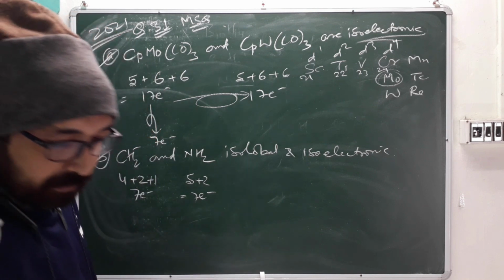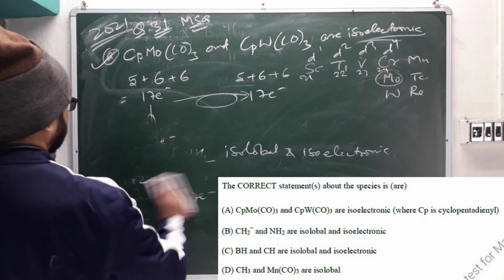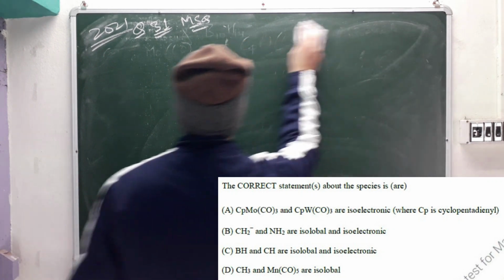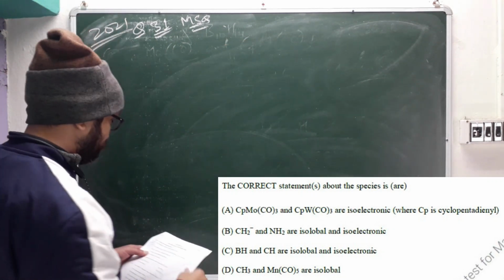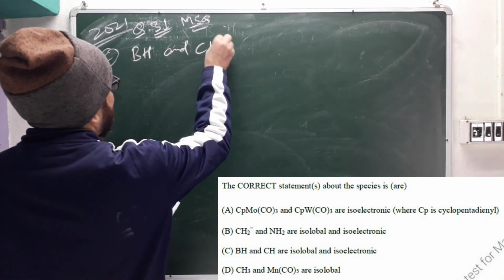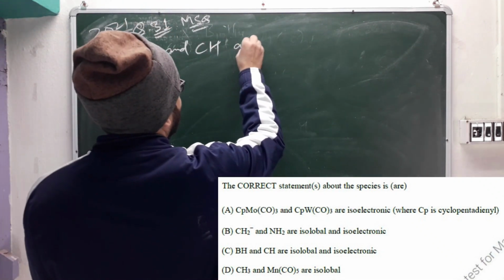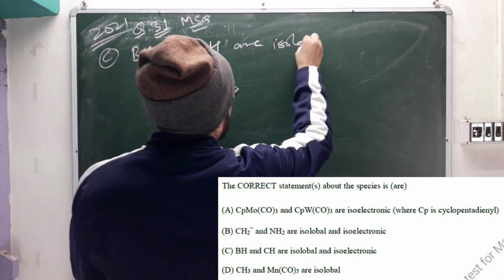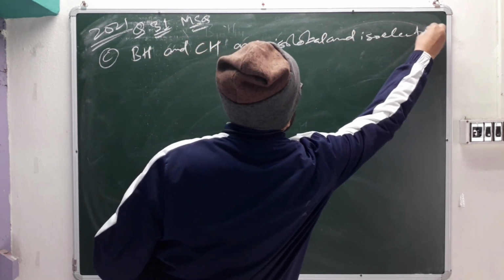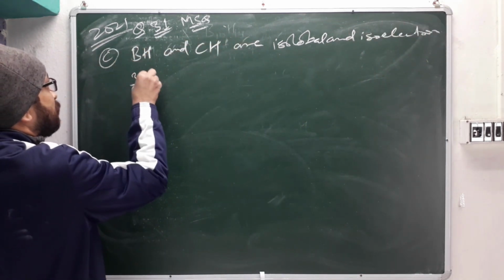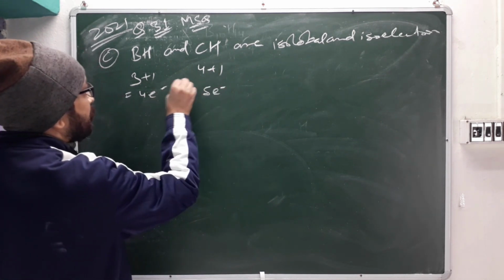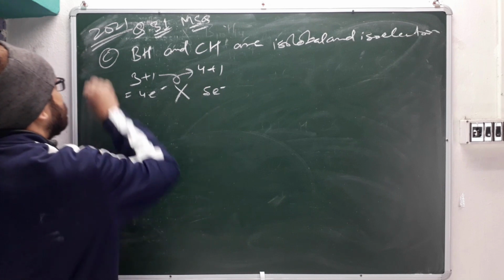Now option number C, we will see it. So A and B we got, it is correct. Now option number C, you also try solving it, right? You have the question on the screen, so you also try to solve it. Option number C, it is BH and CH. By looking at whatever they have written, it is wrong only. This won't be your option. Let's see. This is 3 plus 1, so 4 electron. Here it is 4 plus 1, it is 5 electron. So these are not isolobal. So this option is wrong.